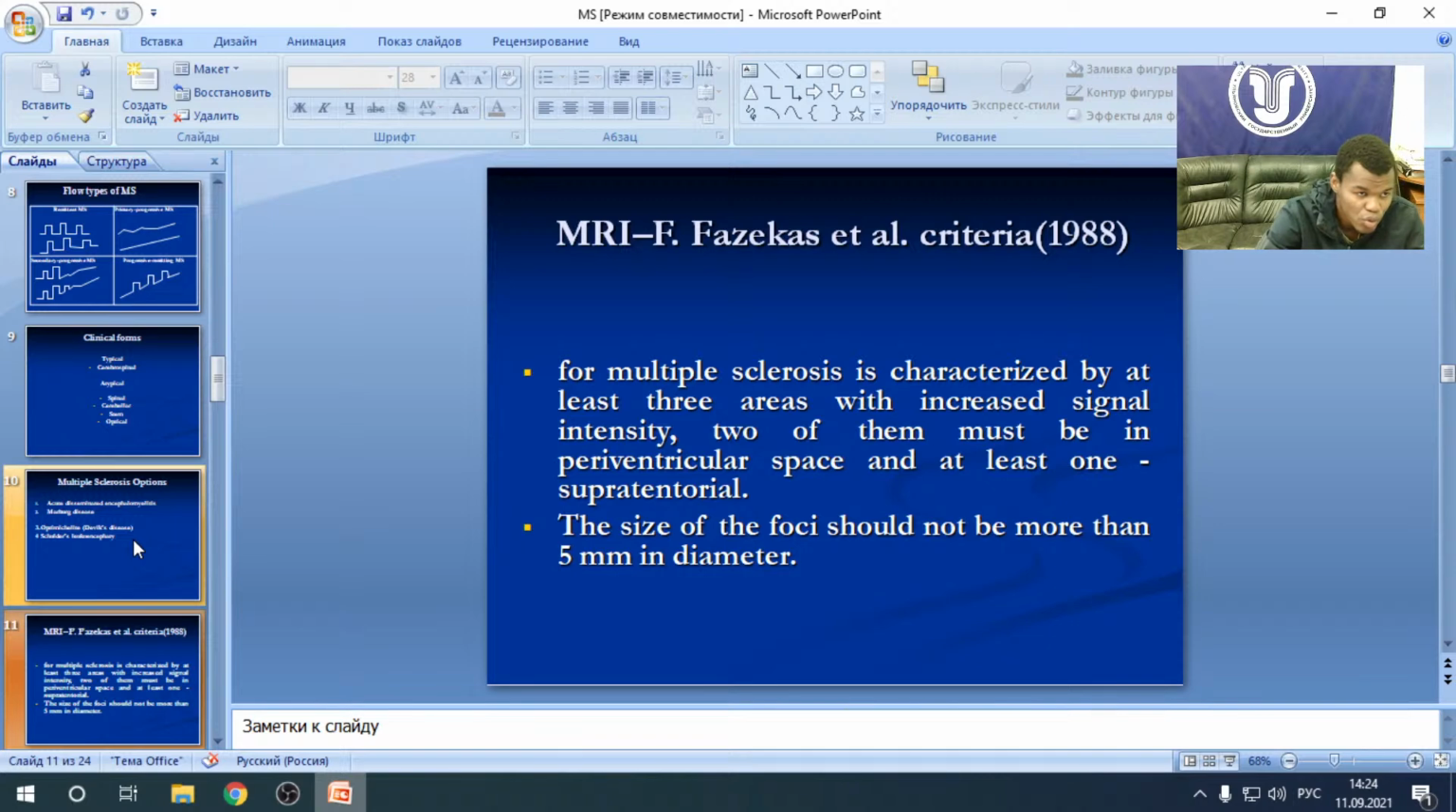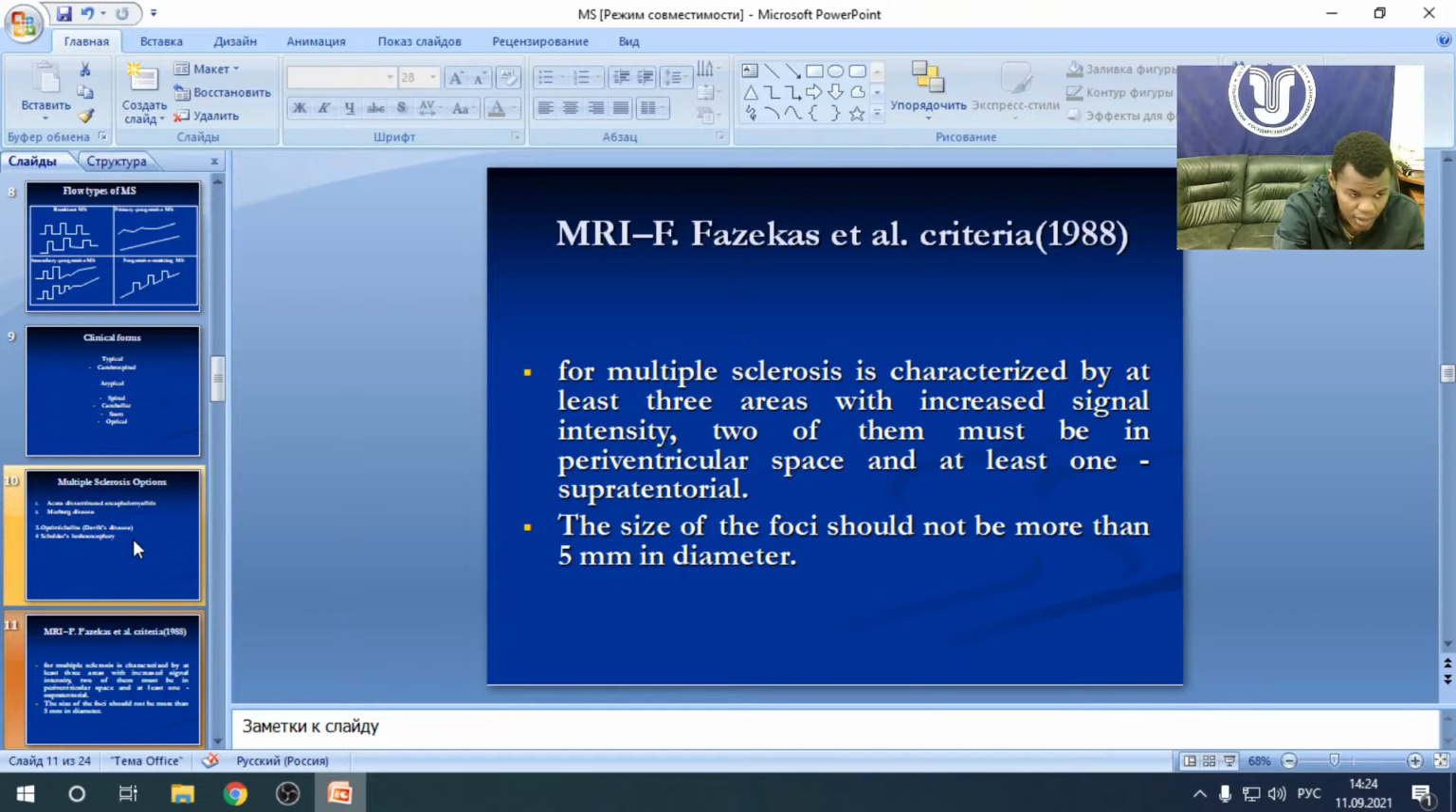We are going to talk about the radiological criteria, which was given in 1988. Multiple sclerosis is characterized by at least 3 areas with increased signal intensity. 2 of them must be in the periventricular space and at least 1 supratentorial.